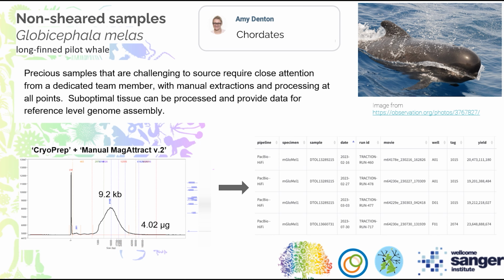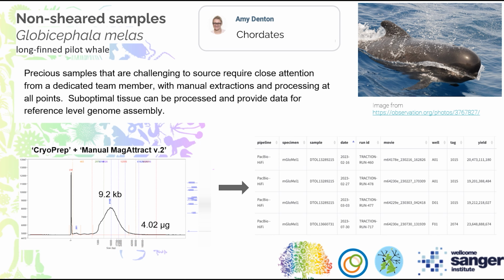So for this extraction, Amy used cryoprep and a manual MagAttract version 2. You can see, looking at this Femto profile, this is not a good extraction. The peak of the Femto trace there is 9.2 kilobases. It's very low. This is definitely non-ideal.